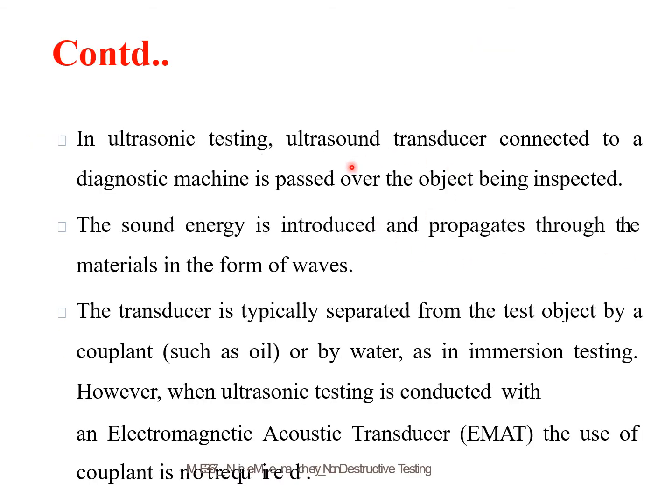Now, in ultrasonic testing, the ultrasound transducer is connected to a diagnostic machine, and this is then passed over the object that is to be inspected. The sound energy is introduced by using the transducer, and it passes through into the material. It propagates through the material in the form of sound waves, and the transducer is typically separated from the test object. That is, between the transducer and the object to be tested, there is a couplant being used, such as oil or water. It is not necessary that a couplant has to be used. For example, when the ultrasonic testing is conducted using an EMAT, electromagnetic acoustic transducer, no couplant is required.